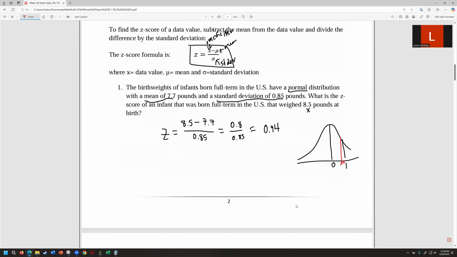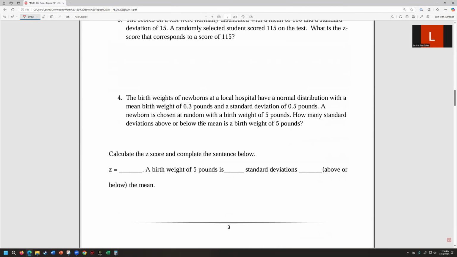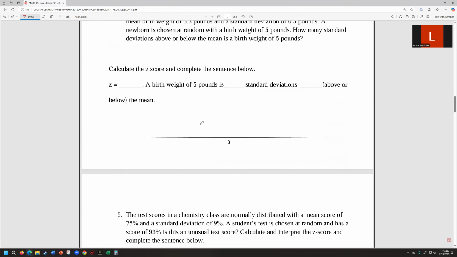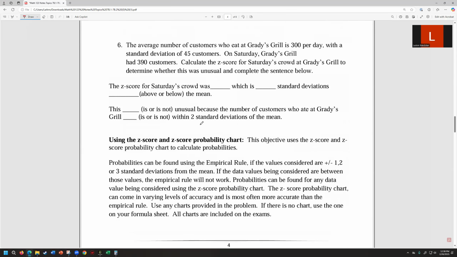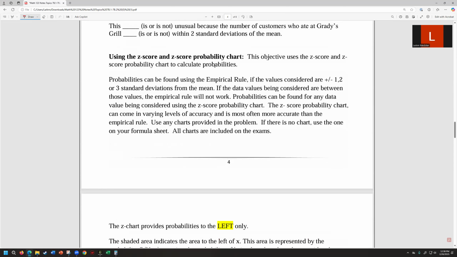But we want to have a nice, accurate estimate for that. So that's where the table comes in. So like I said, some of these I'm skipping over. It's because they're in the video that's going to be posted right after this one. So how do we use the z-score? So if you have your formula sheet, you could look at that.